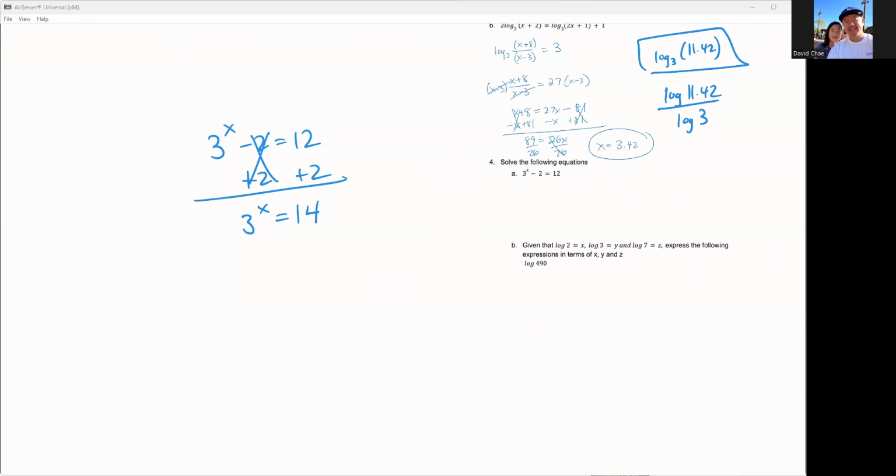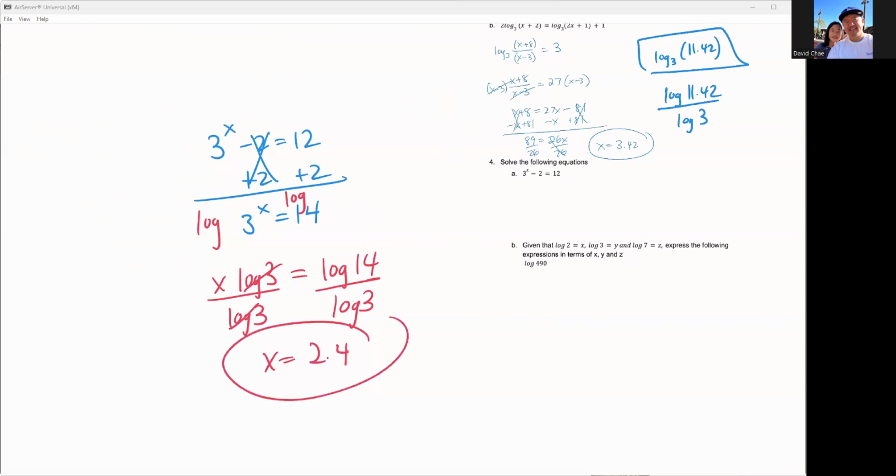So now you put logs on both sides. So it becomes x log 3 is equal to log 14. I kind of jumped the gun in that I put the x in the front. Okay. Divide both sides by log 3. x is equal to log 14 divided by log 3. Anybody get this? 2.4, all right, 2.4 is fine.